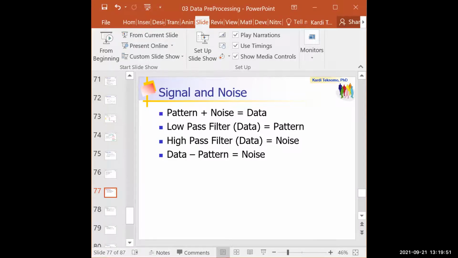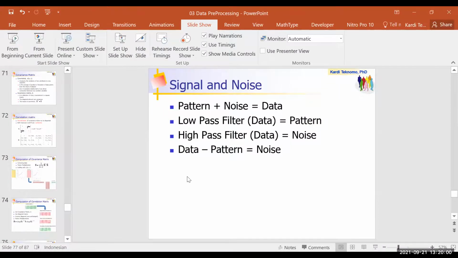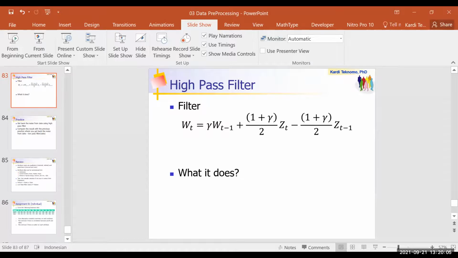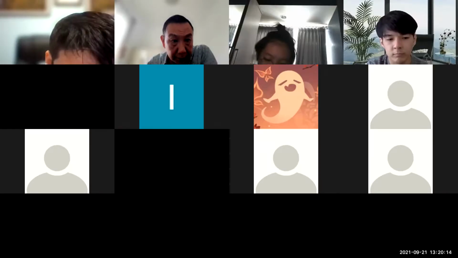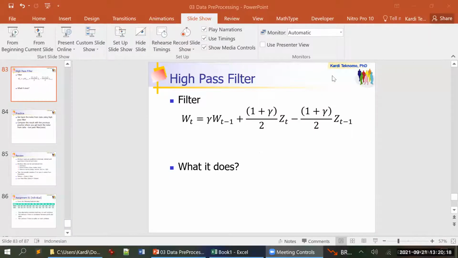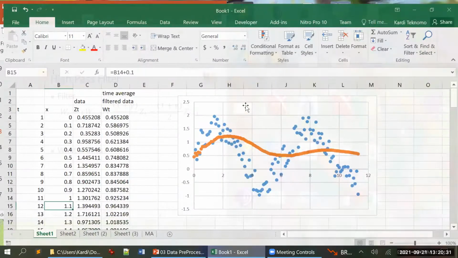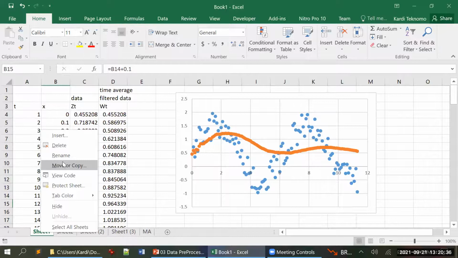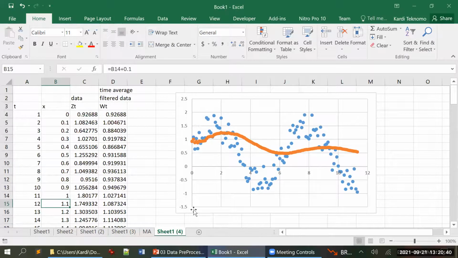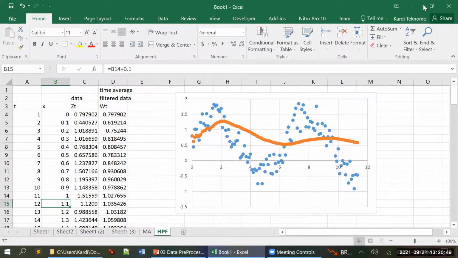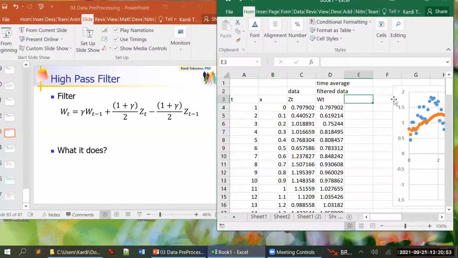Okay, let's try this using a high pass filter. I copy again. High pass filter. So I copy again the data. Did I share my screen? Okay. So this is the high pass filter. I'll put it here and then the Excel. Copy into a new one. Okay, at the end, I copy this and I will call this high pass filter. So, in here, I will put the high pass filter.